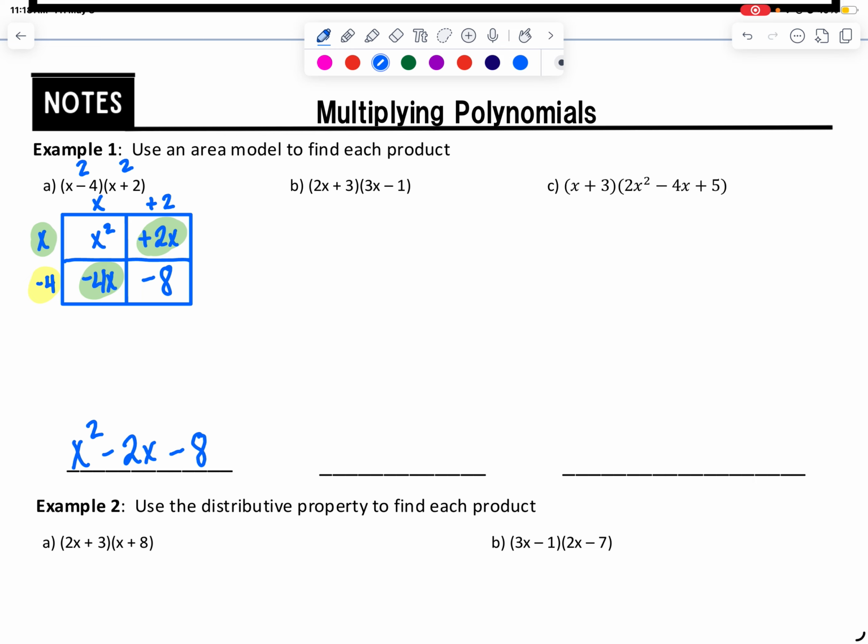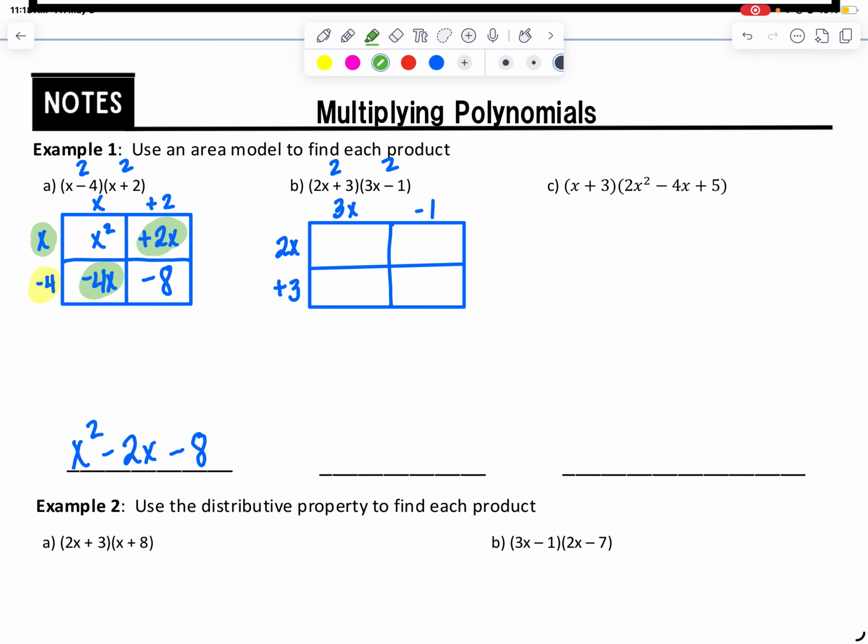All right, let's try the next one. We have 2x plus 3 times 3x minus 1. So I've got two terms here and two terms here. So again, I want to create a 2 by 2 area model. So let's cut this into 2 by 2, 2 rows, 2 columns. So I'll take a 2x and a positive 3 will go down the side, and a 3x and a negative 1 will go across the top.